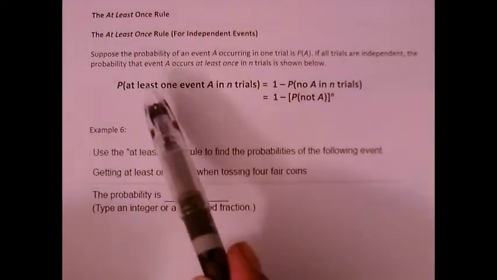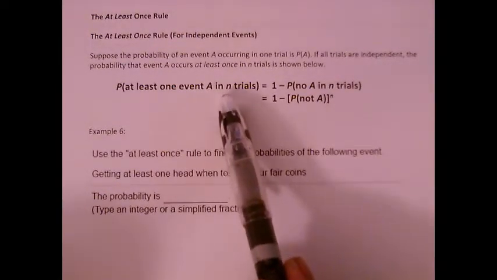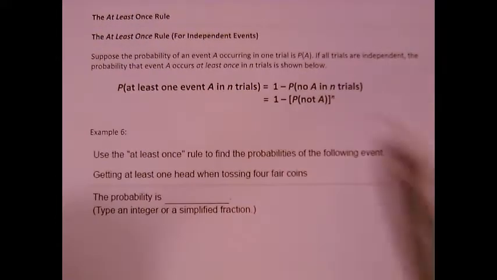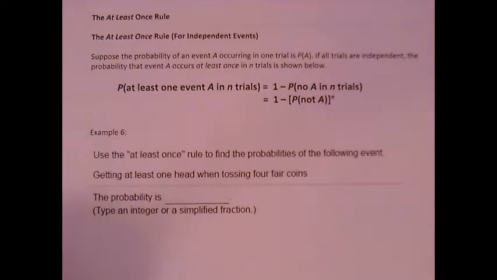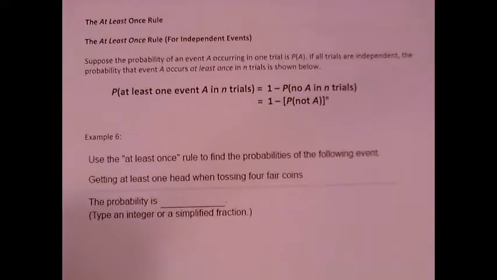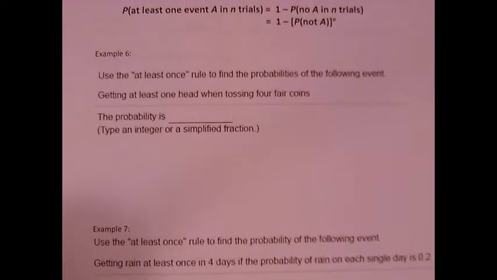The probability of at least one event A in n number of trials, that's going to be this. 1 minus the probability of not getting event A in n trials, or 1 minus the probability of not getting an A, and that part is going to be raised to the power of n, where n is the number of trials. Alright, now let's look at example 6, how we can use that particular formula to get that particular probability.